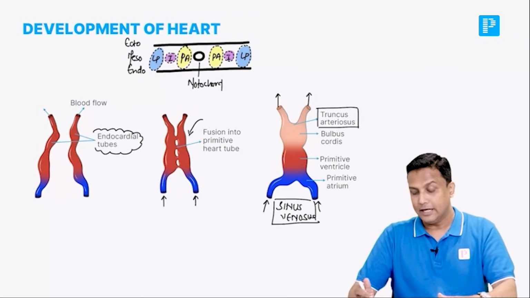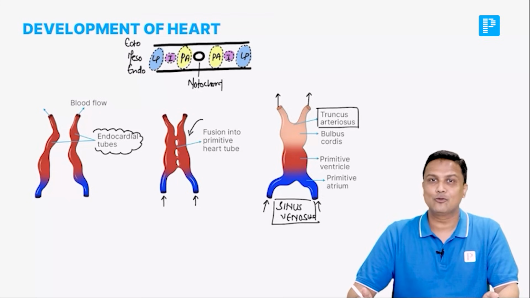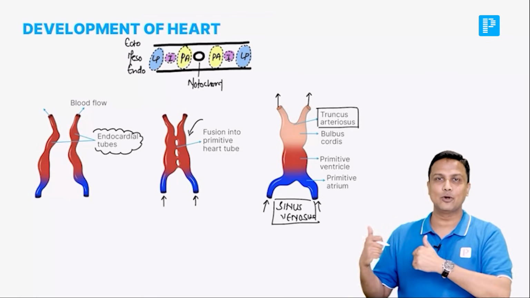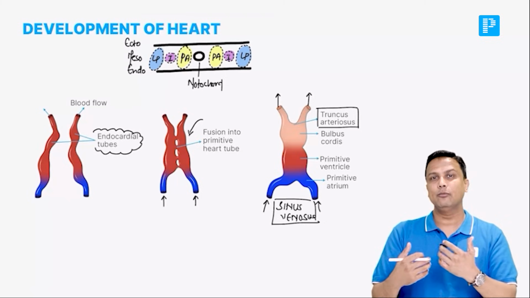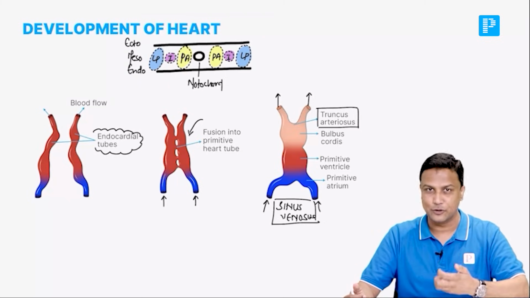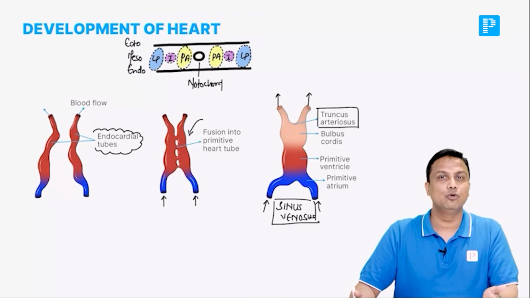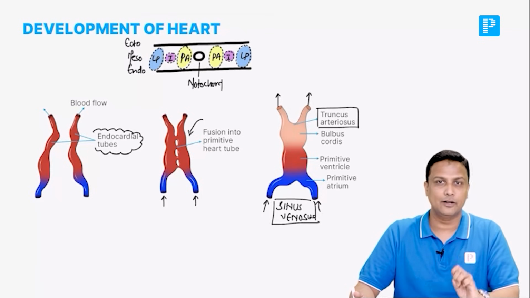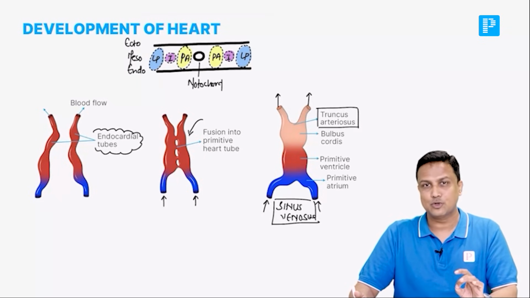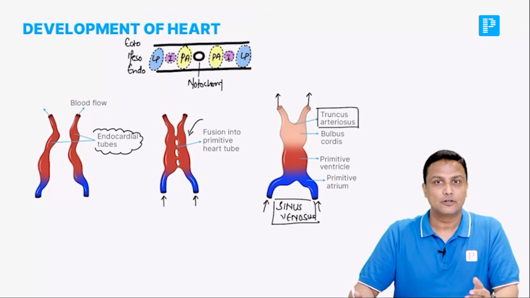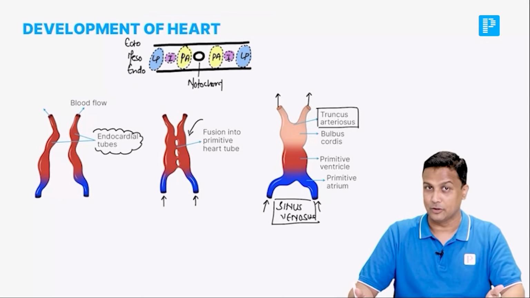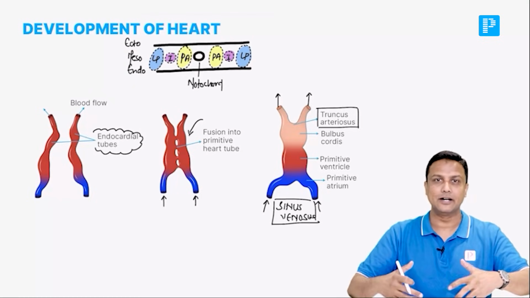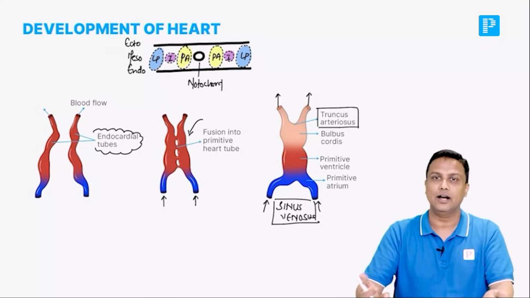Now, if truncus arteriosus is the outflow part, try to correlate the embryology with gross anatomy. In your body and my body, whenever our heart pumps, the blood is going to move out via the ascending aorta, and number 2, via the pulmonary trunk. The pulmonary trunk begins from your right ventricle, whereas the aorta begins from your left ventricle, and from here the blood is taken out of our hearts.